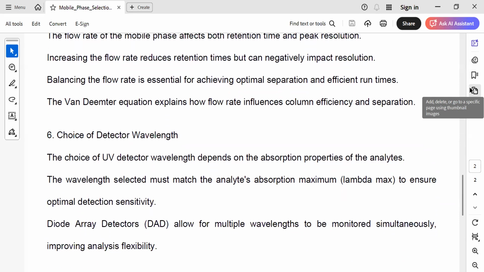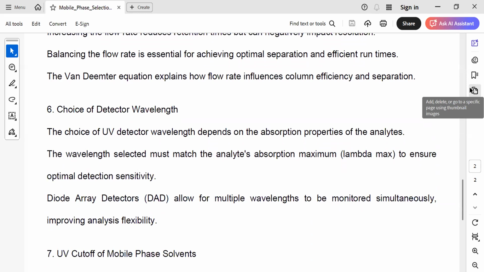Thereafter, the choice of the detectors. The choice of detector will depend upon the absorption property of the analytes. Analytes means sample. The wavelength selected must be the analyte's absorption, lambda max, for optimal detection sensitivity. One type of detector which we can very easily use is the DAD, the diode array detector. Why is it used? Because it can be used for multiple wavelengths, which are monitored simultaneously. So it improves the analysis flexibility. Very, very important.